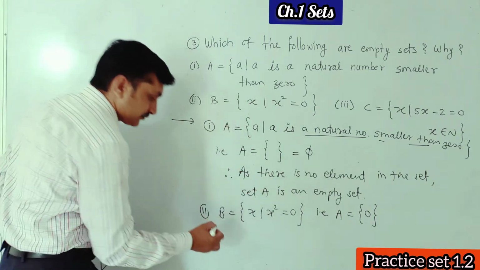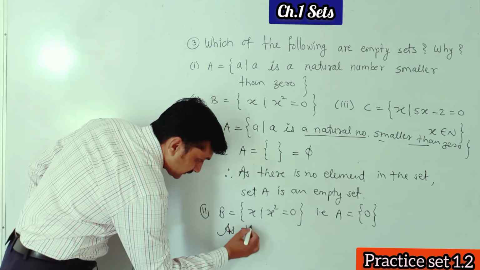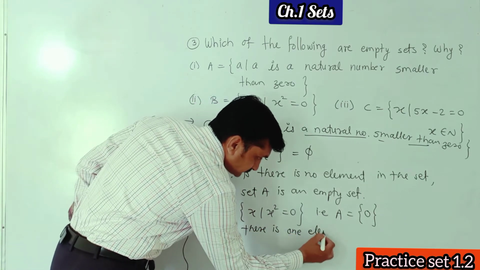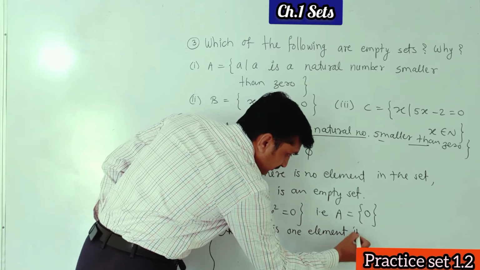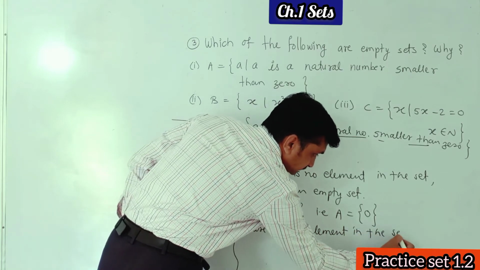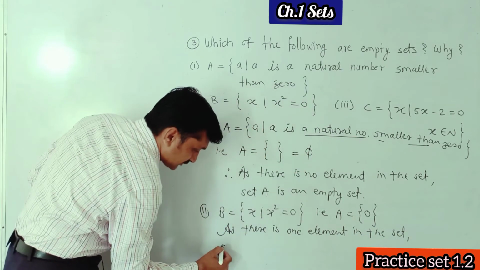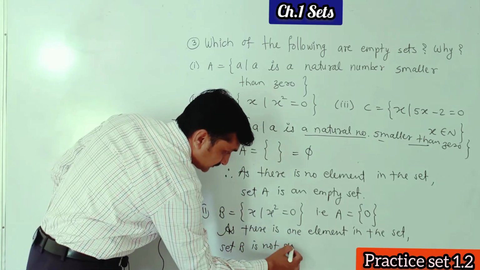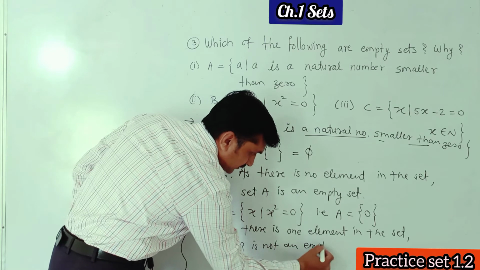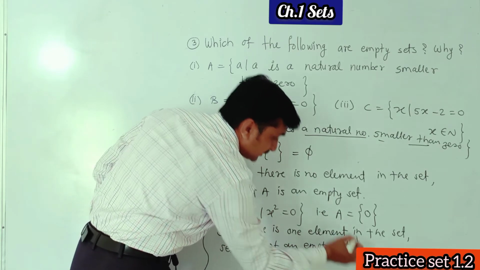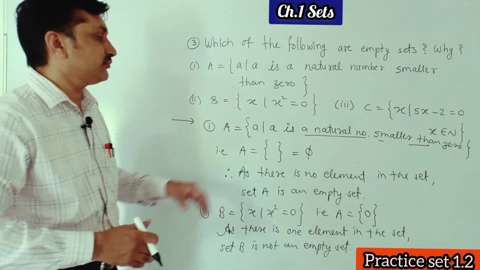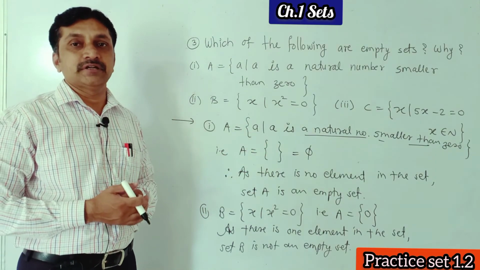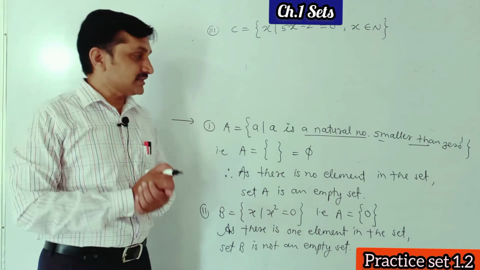Now what to write? As there is one element in the set, set B is not an empty set, because there is one element, that's why that is not empty. For empty we don't want any element in the set. Let's see further. Now the third set is here.